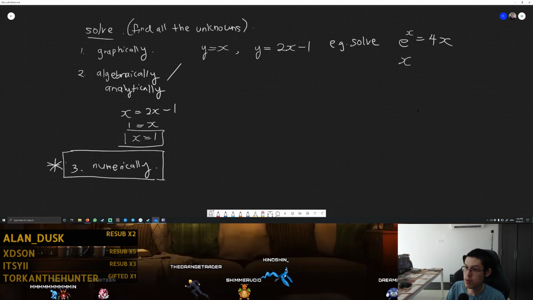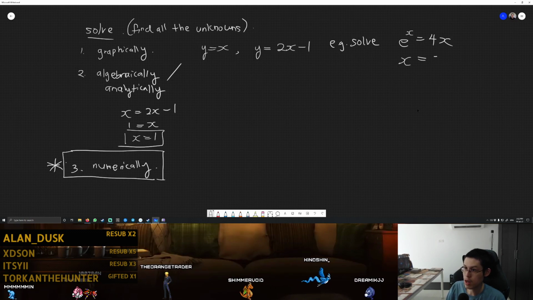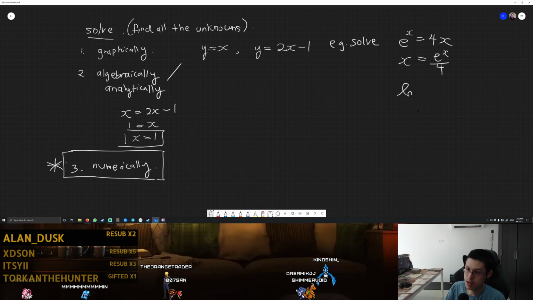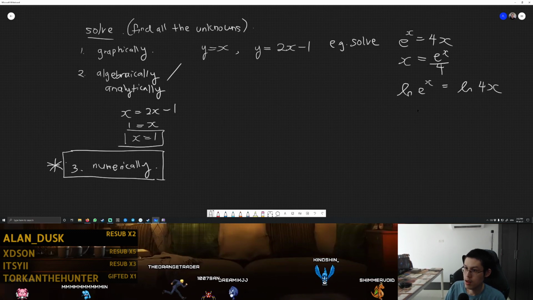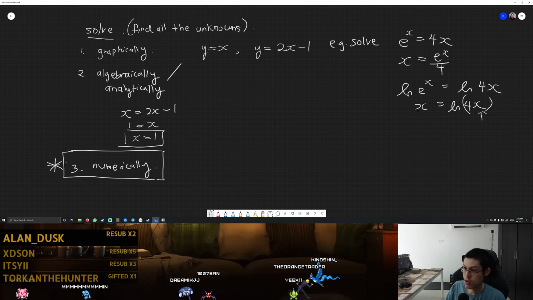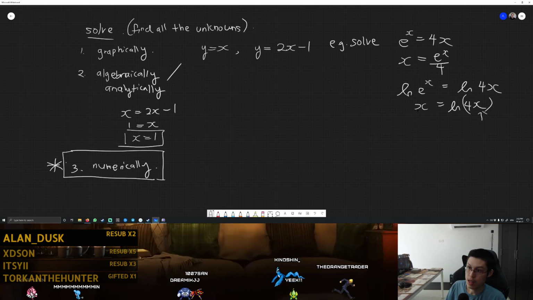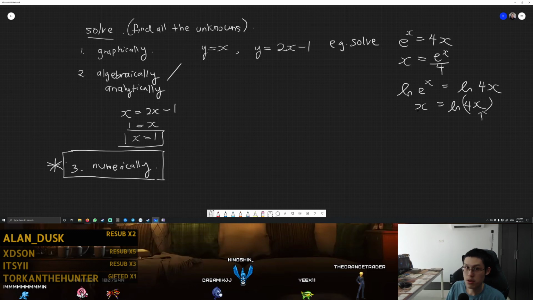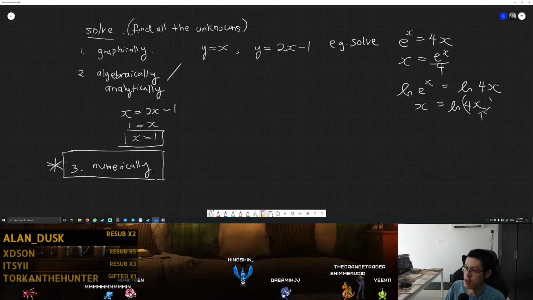Let's say you try to ln both sides, you would get x equals ln 4x. But then there's no way to take out the x inside the ln. So you're always stuck with x as a function of another x. So how are you going to find x then? You can't, right?